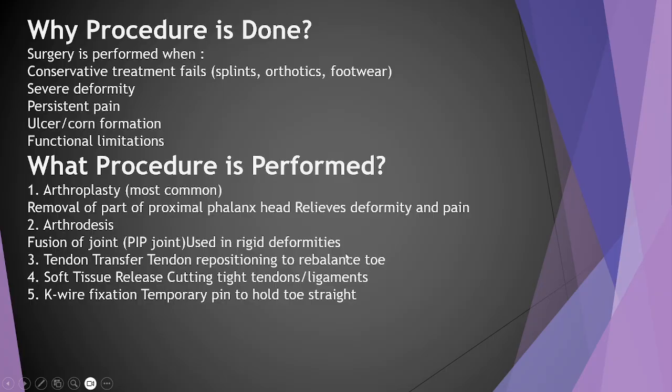Now, why is the procedure done? If conservative treatment fails, surgery is performed. In the hammer toe procedures, the physician will do arthroplasty, that is removal of the proximal phalanx, and sometimes arthrodesis, tendon transfer, tendon repositioning, or soft tissue release, and temporary K-wire fixation to hold the toe straight.